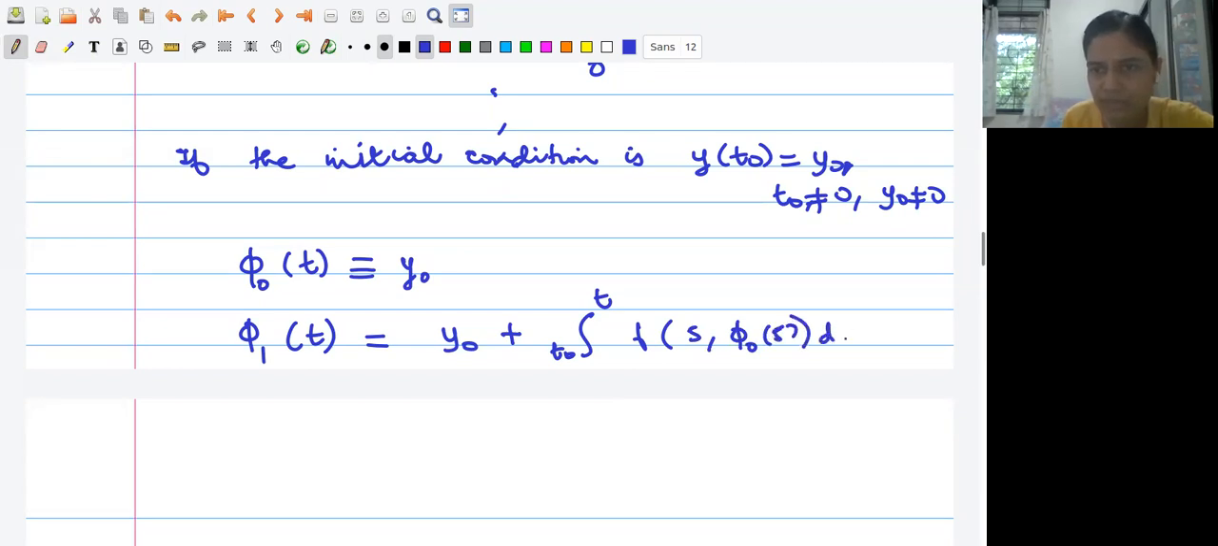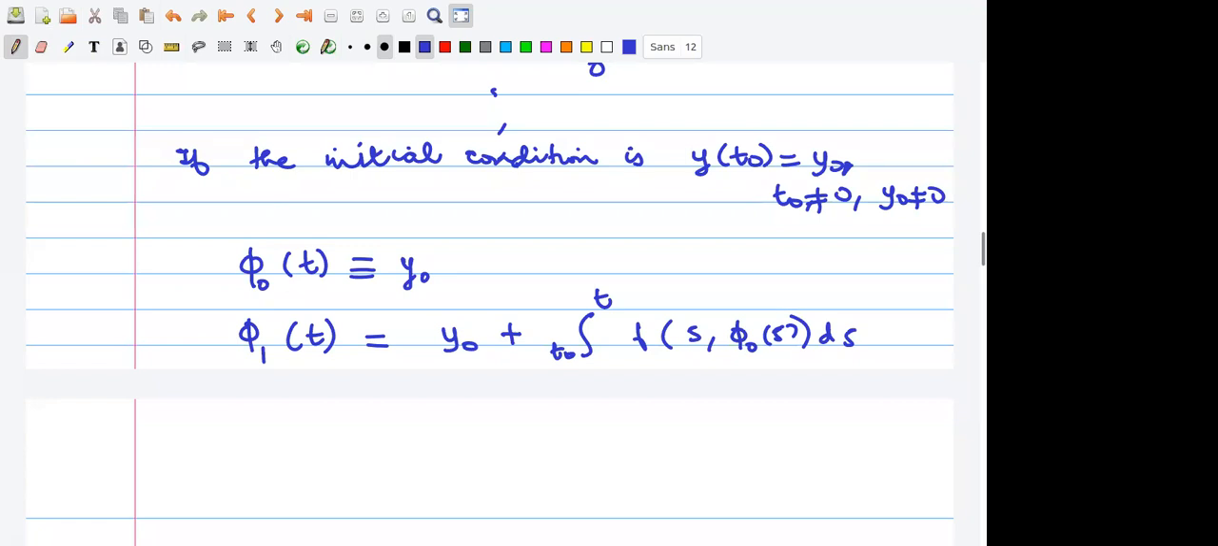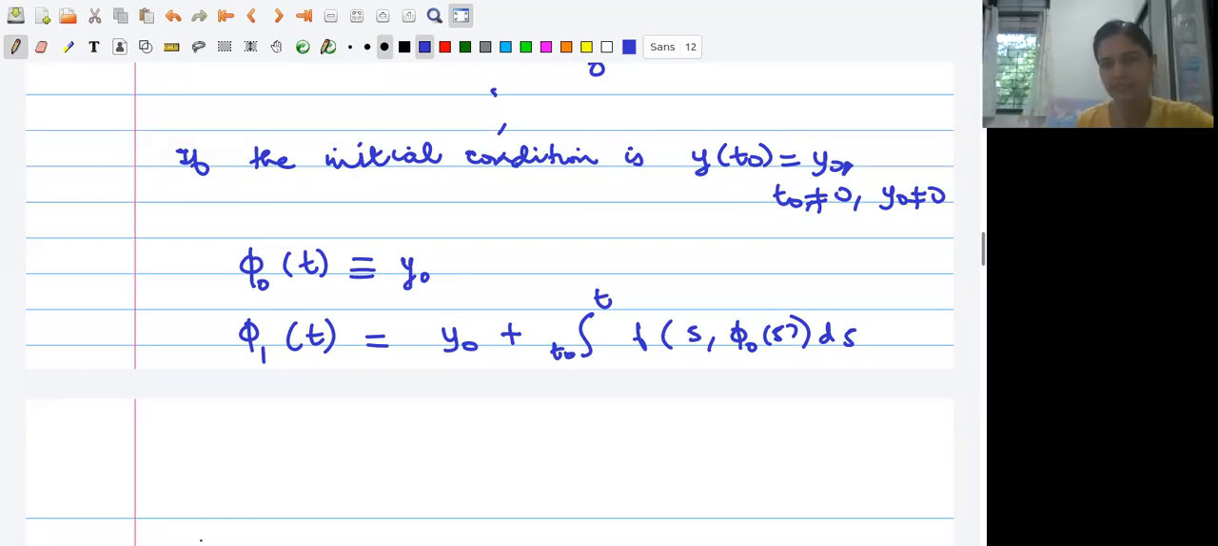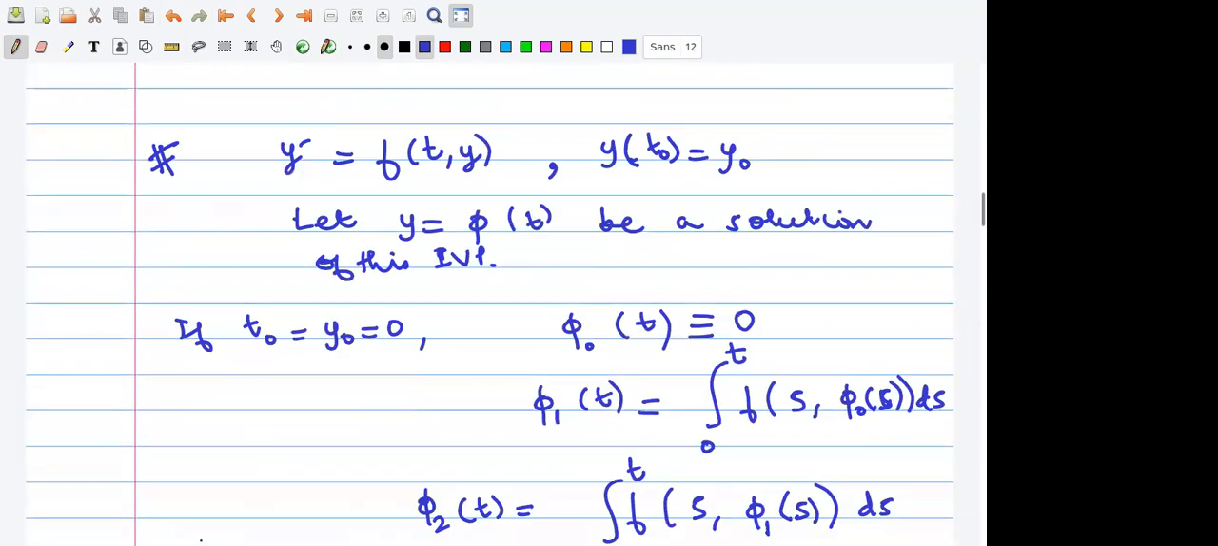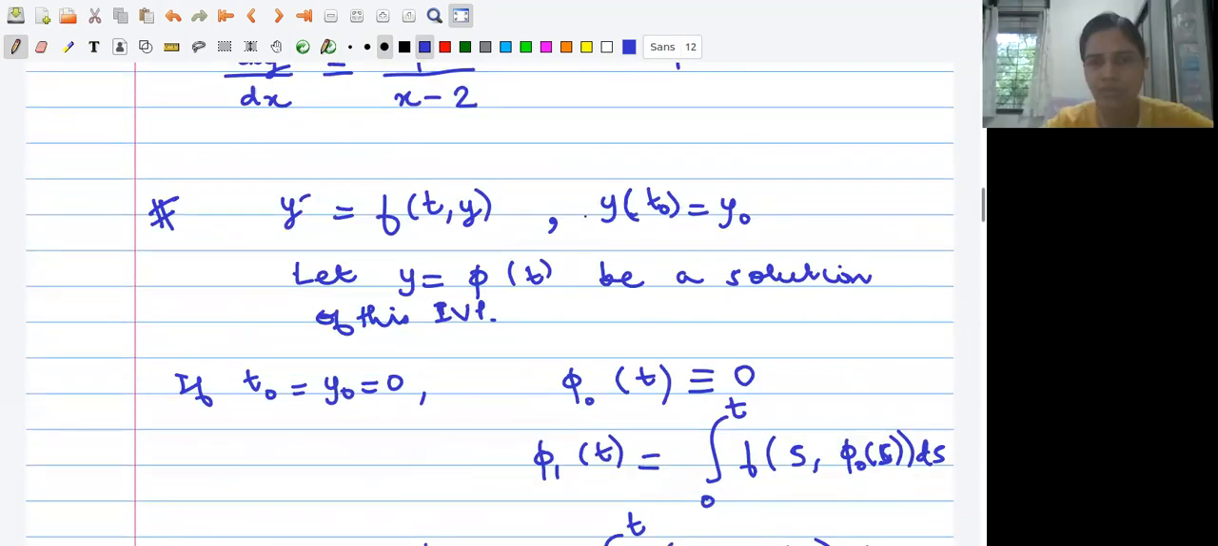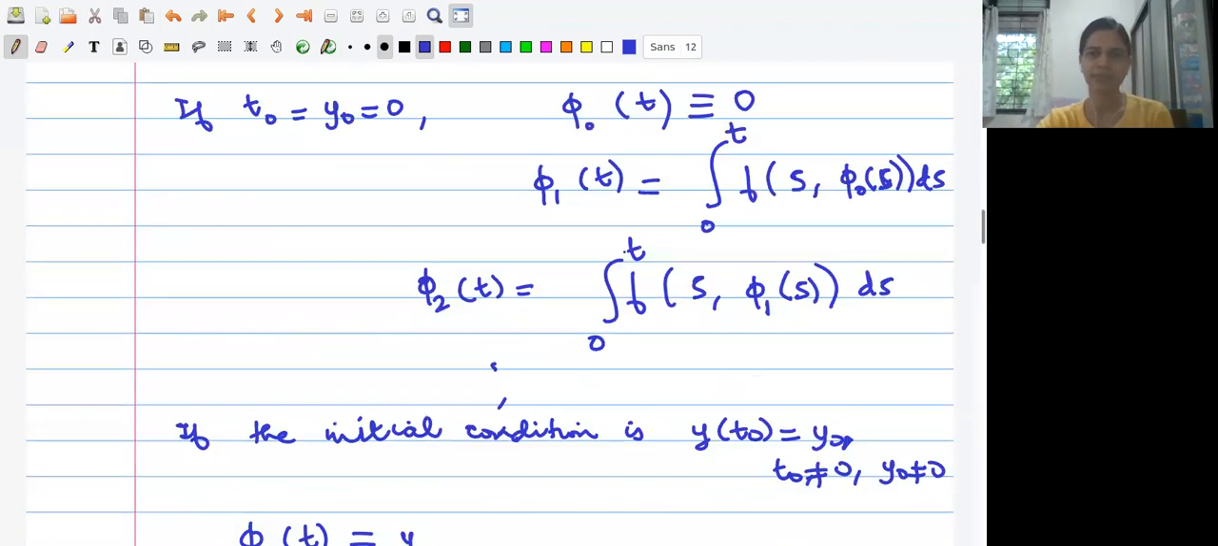Yes, and why did we do this? We chose phi 1 like this so as to make sure that phi 1 satisfies the initial condition. That's all. And you go on like this. Correct? Or what you're suggesting is also correct, that you make a change of coordinates so that in the new coordinates, this initial value problem satisfies the initial condition that y at 0 is 0. That's also fine. Both are equivalent, whichever you find more convenient to work with.